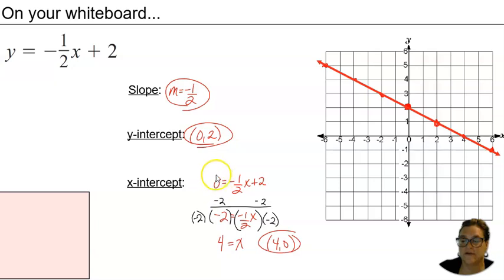Or we can put in a 0 for y in the equation. So instead of y =, we have 0 = -1/2 x + 2. We're going to subtract that constant from both sides, and that gives us negative 2 = -1/2 x. We're going to multiply both sides by the reciprocal of negative 1/2. That's the coefficient on the x. That's multiplying both sides by negative 2. And we get 4 = x. That's the x-intercept that we saw on the graph, the point where the graph crosses the x-axis.